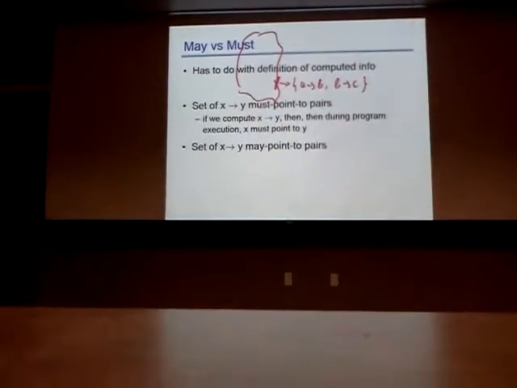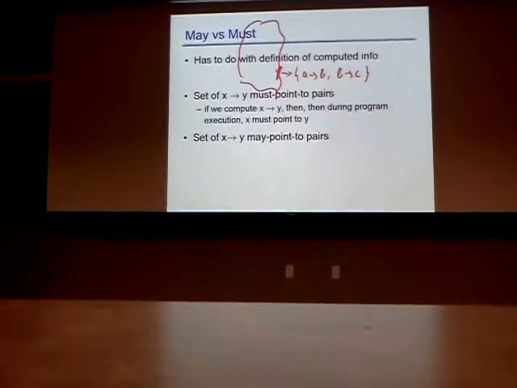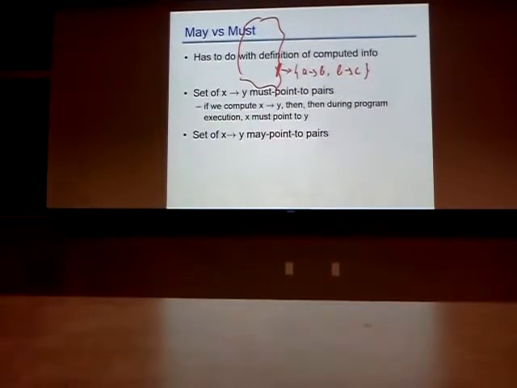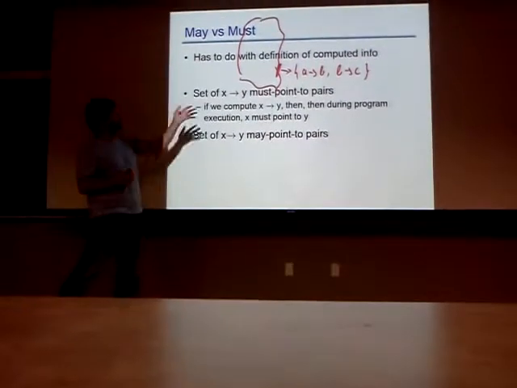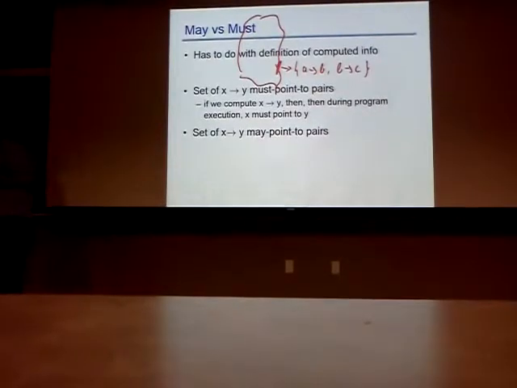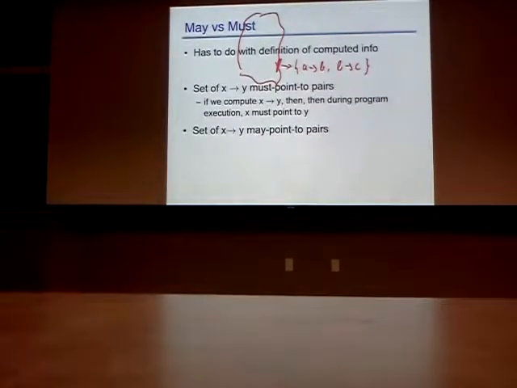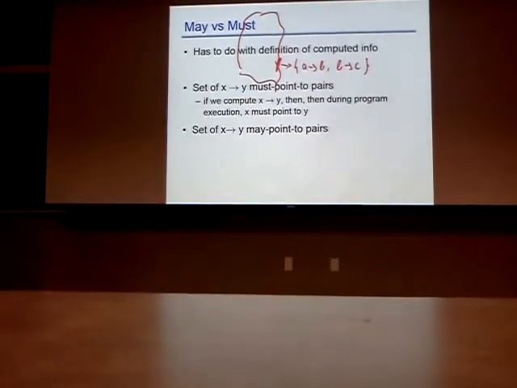So that's the interpretation of a must-point-to analysis. Now let's say that this is a may-point-to analysis. Let's say that we actually compute some may-point-to information. So what is the meaning of that?